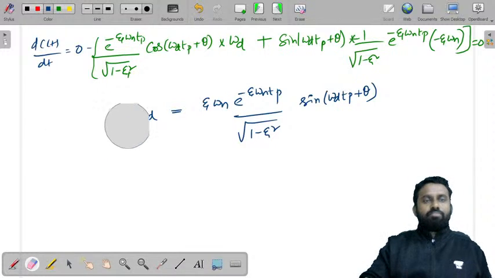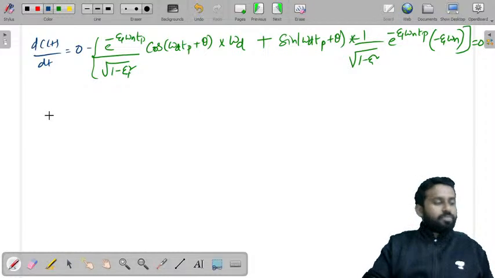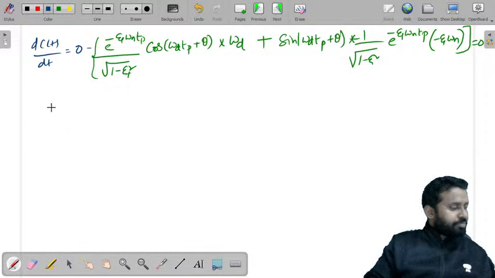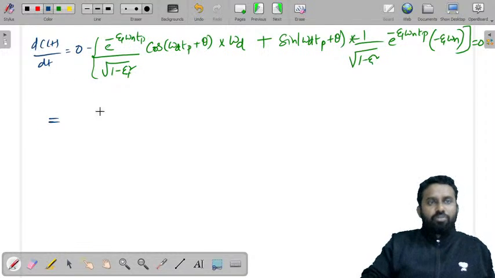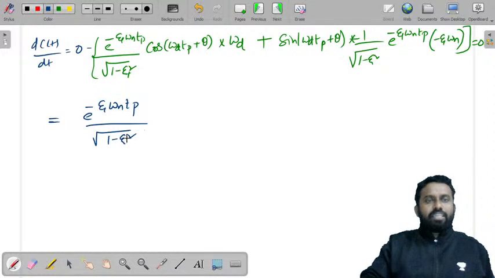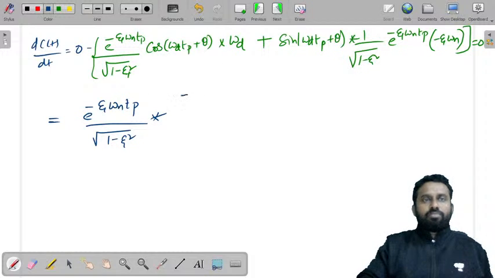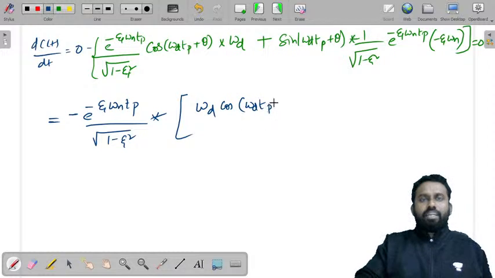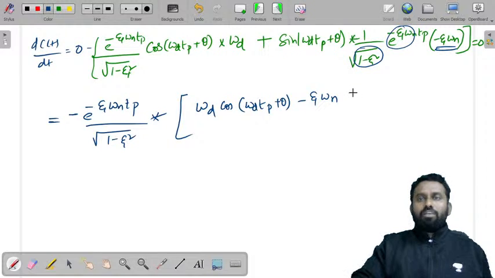Now let's write this once again. Let's take common these terms: e power minus zeta omega n tp by under root of 1 minus zeta square into omega d cos of omega d tp plus theta, plus, this is minus zeta omega n into, you have taken common these two terms, sin of omega d tp plus theta is equal to 0.